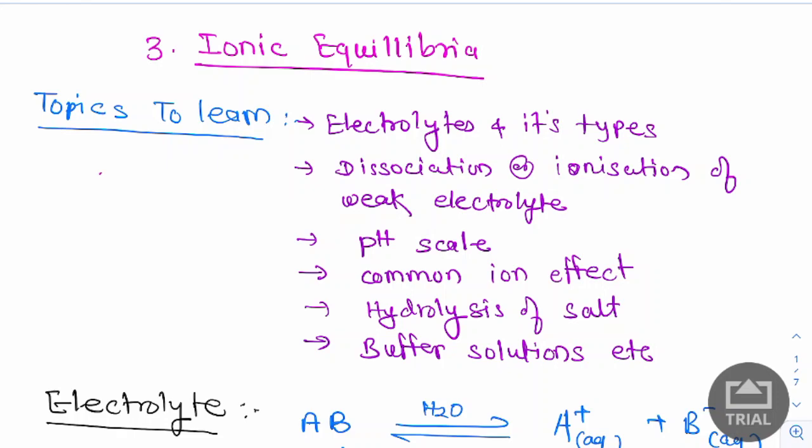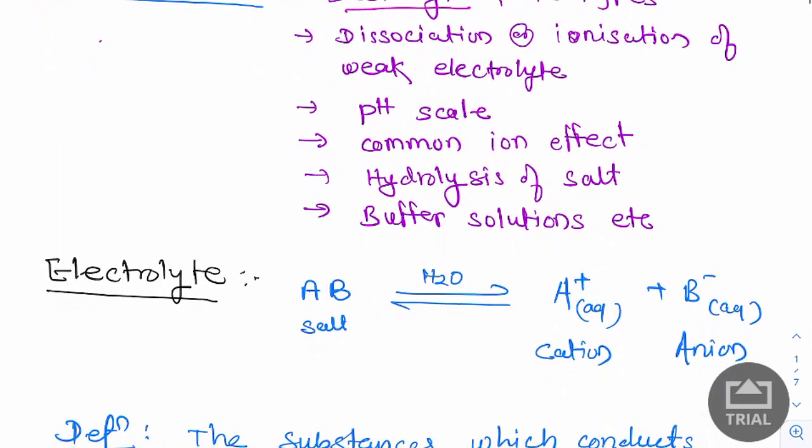The first concept is electrolytes and its types. So what is an electrolyte? Let us understand with the help of an example. This is a salt, and when I dissolve this salt in aqueous solution, that is H2O, I get A plus and B minus ions. A plus is called the cation and B minus is called the anion. Look here, at the bottom of the A plus ion, the word aq is given, and this stands for aqueous solution.